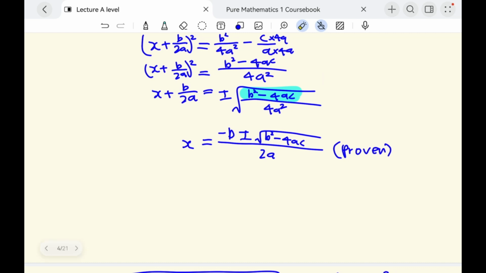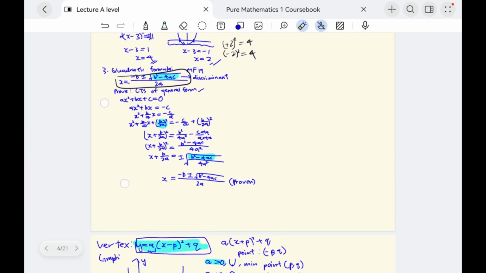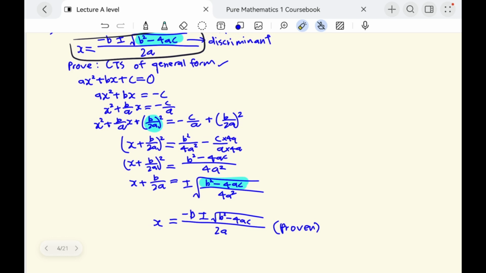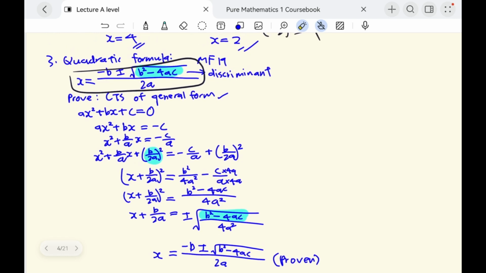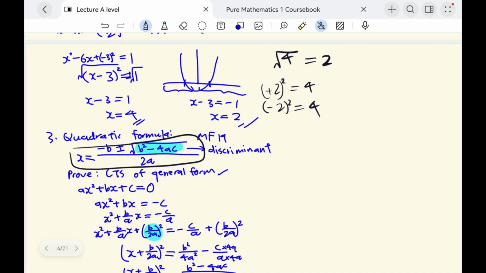And then eventually you move this b over 2a to the right hand side, and you have proved this quadratic formula from the general form by carrying out the completing the square method. Alright. So if you're using the quadratic formula and your real roots are integers, it's because the discriminant is a perfect square. Okay, let's take the third method.